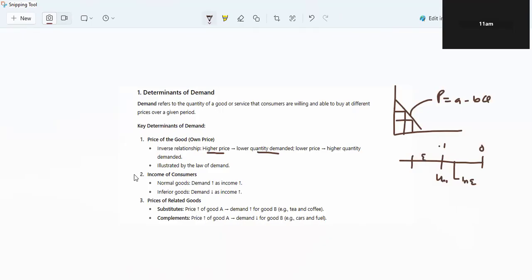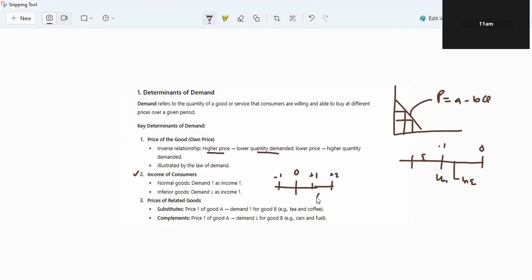So we also look at another component that affects demand, which is income. Income can either be negative or positive. So if you have a negative income elasticity, it means this is an inferior good. If you have a positive, this means this is a normal good. But elasticity more than 1 on the normal good is called a luxury.